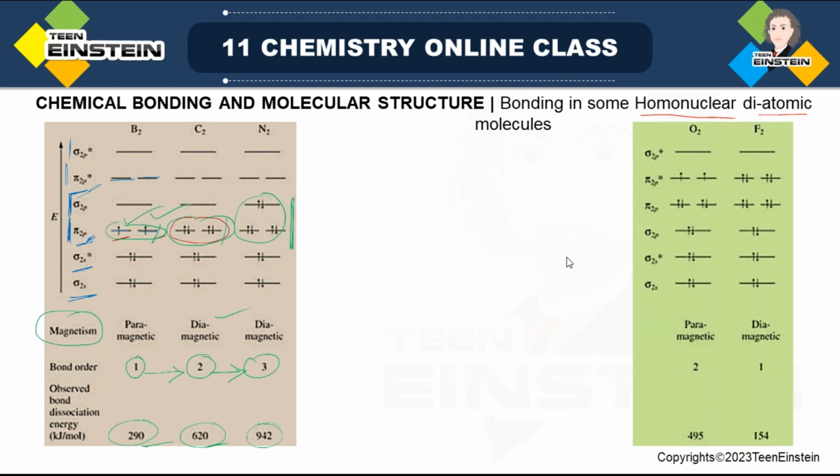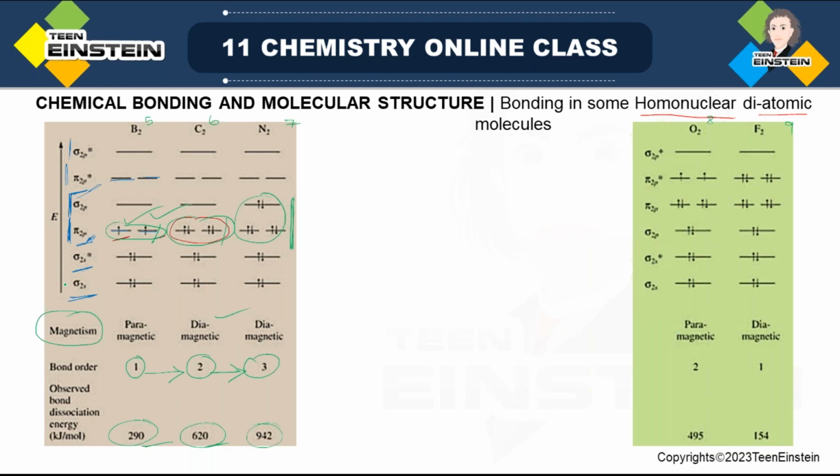In case of oxygen and fluorine, the scenario is a little different. Atomic number 5, 6, 7, 8, 9. So what is the difference? Again, we have ignored 1s because of the reason I have already mentioned. Now what is the difference?